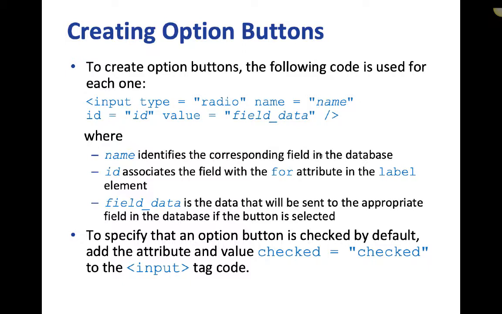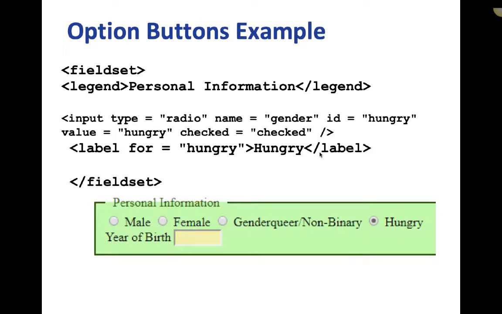If you need to specify that a particular field is checked by default, you can use the checked attribute and value. So here's one example. Created another field set with personal information. We have an input type of radio and a name for gender, an ID, and a value, and then whether that's checked by default or not. And then the label for that particular radio button, it will go after it, but it groups it together. So the for is using the same ID field name.